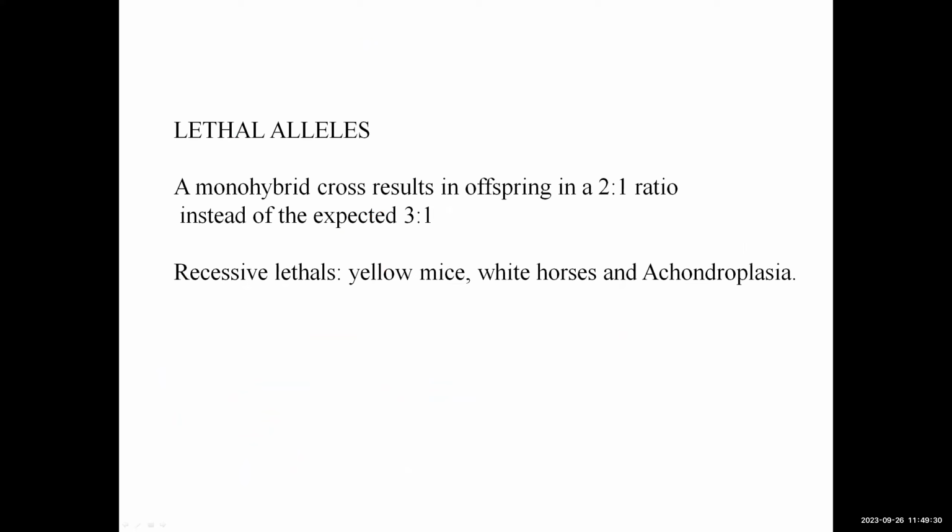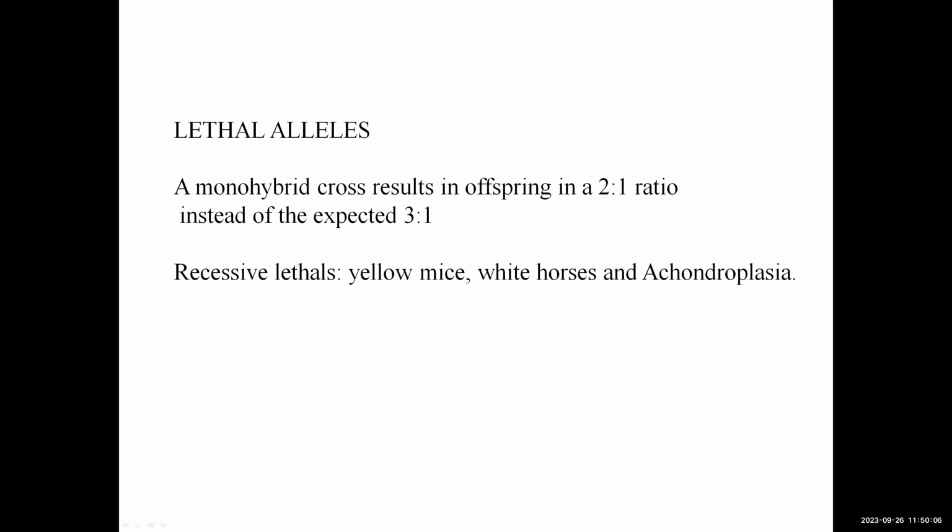Lethal alleles occur when one combination of alleles in a cross is lethal. Most of the time, this causes a shift in the expected ratio. For example, I mentioned that monohybrid crosses should have a 3-to-1 ratio most of the time, but sometimes they won't. They'll have a 2-to-1 ratio instead. When that happens, one of the groups is missing because it is dead. Examples of lethal alleles are things like the yellow coat color in mice, white horses, and achondroplasia.